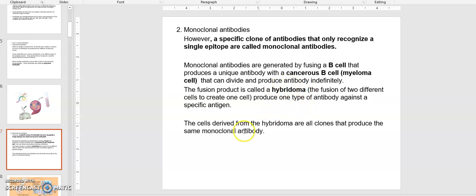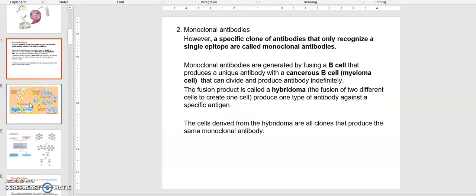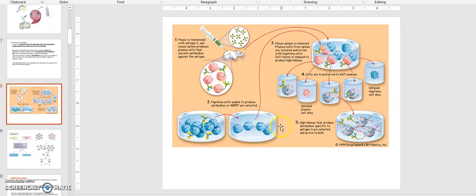Okay, so among multiple hybridoma cells, you pick one hybridoma cell line that will give you the best antibody, and you culture that cell continuously, and from those cells you will be able to make one single antibody. That's a monoclonal antibody. Okay, so that's how it's done.